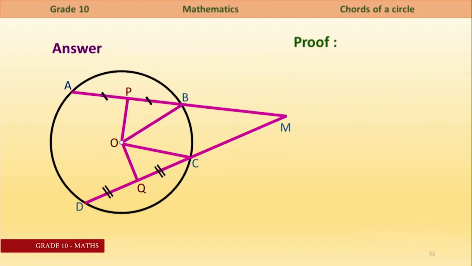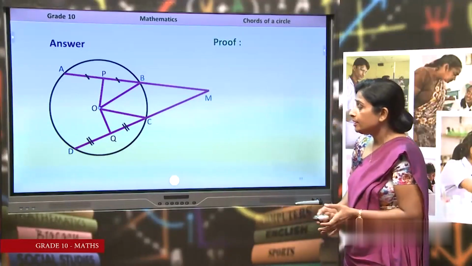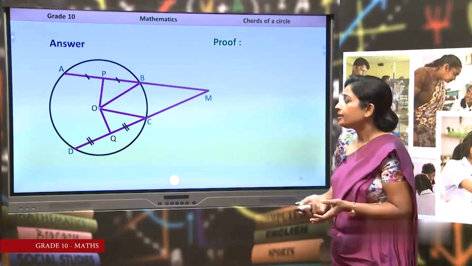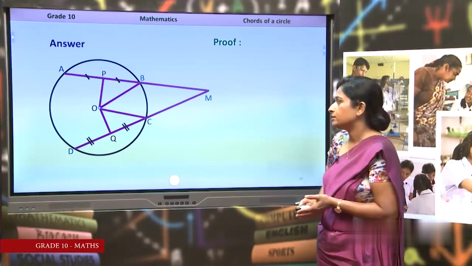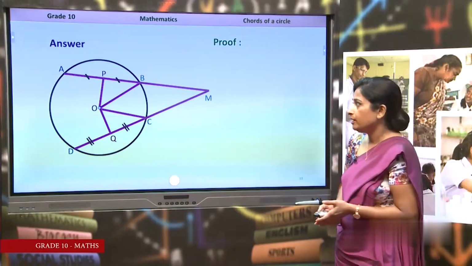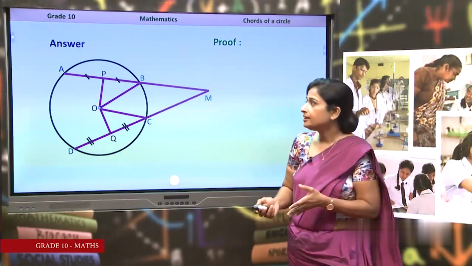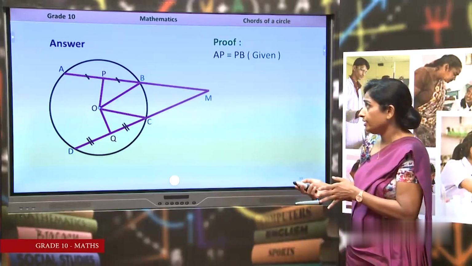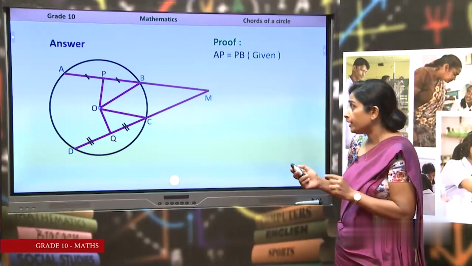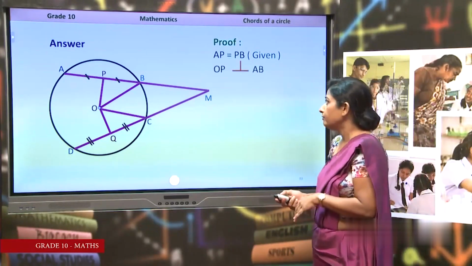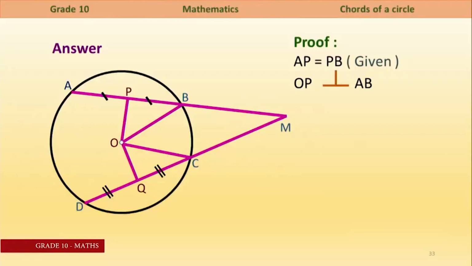To prove that, first we have to think about the theorem we have learned today, because here we can see two chords. What are those? AB and DC. P and Q are the midpoints of those two chords. The midpoints of the chords and the center of the circle are already joined. In that situation, we can apply the theorem. So here AP equals PB, because P is the midpoint of the chord AB, and we can see the line joining the center and the midpoint of the chord. Then we can say OP is perpendicular to AB.